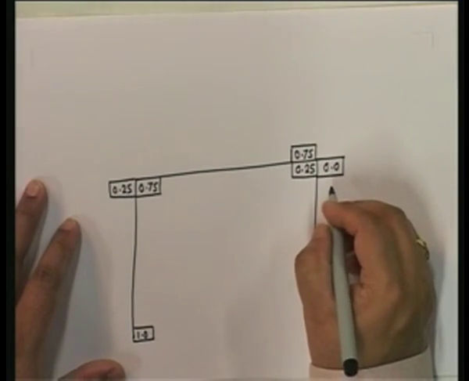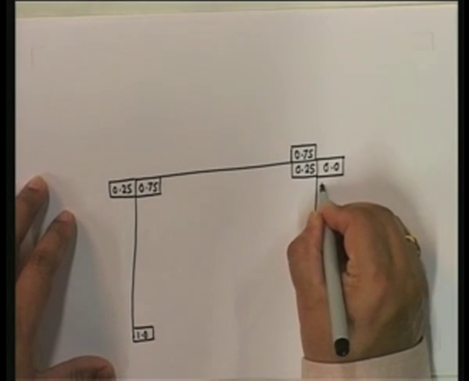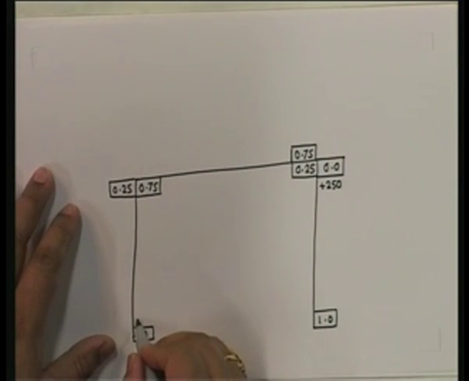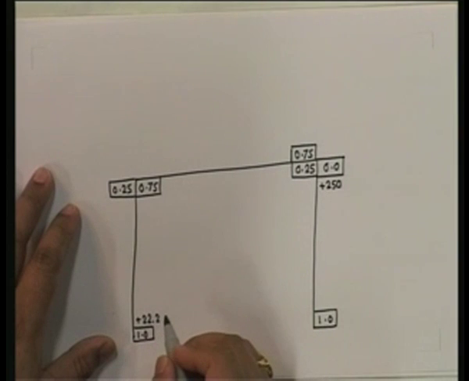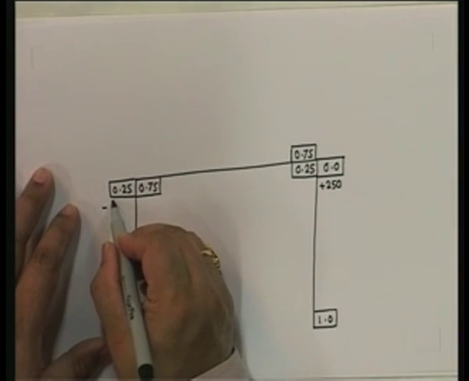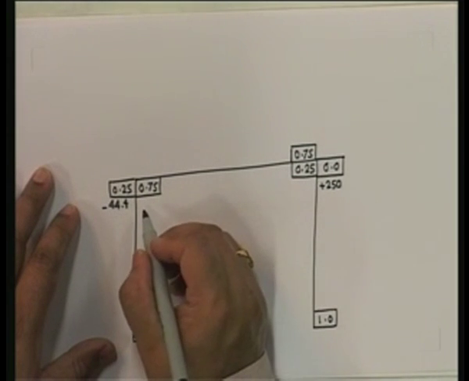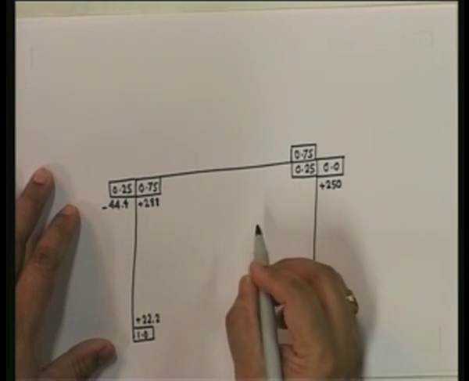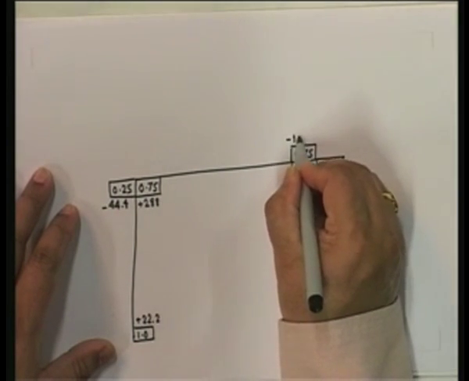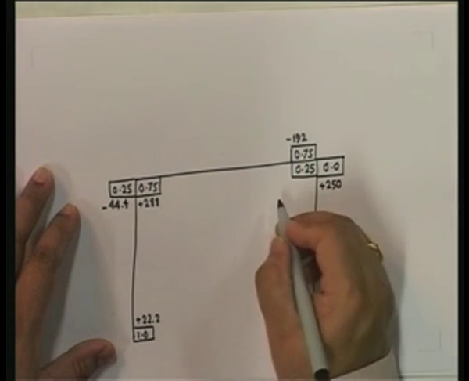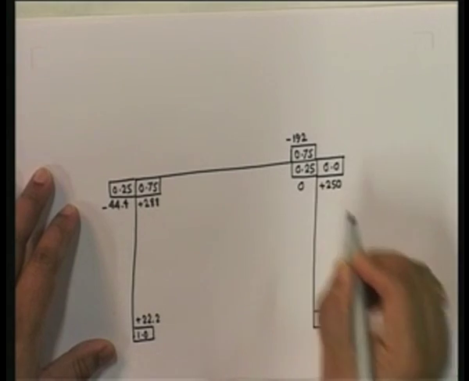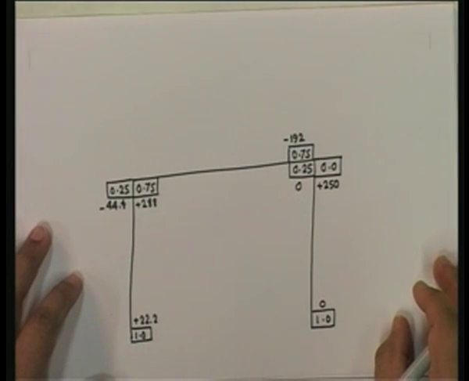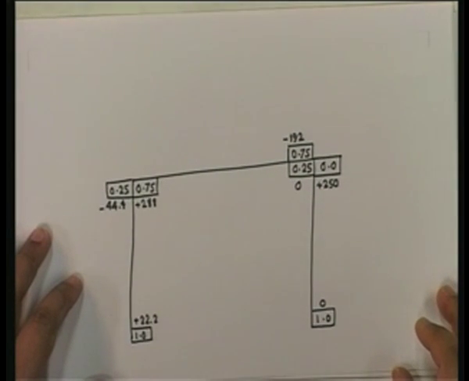The only thing is that here we have plus 250. Okay, what do we have here? We have plus 22.2. Here we have minus 44.4. Here we have plus 288. Here we have minus 192. Here we have 0. Okay, and here also we have 0. So I've written down all the fixed end moments, I've written down all the distribution factors.